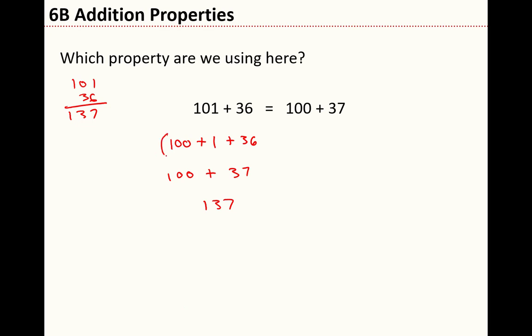What you've really done is you've taken this 101 and you see it as a group, 100 plus 1. Then you regroup the 1 and the 36 to make 37. So you're using the associative property without really even thinking about it.